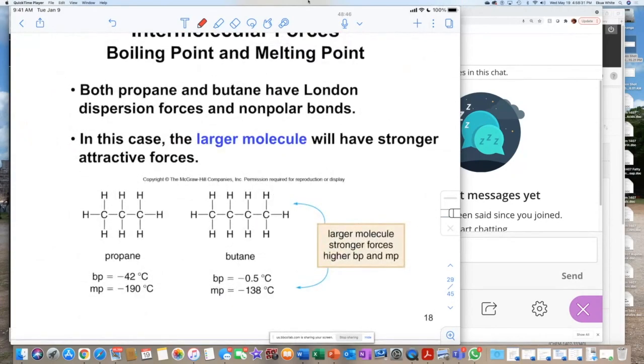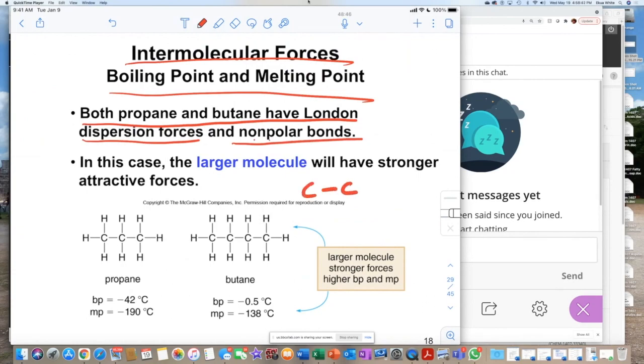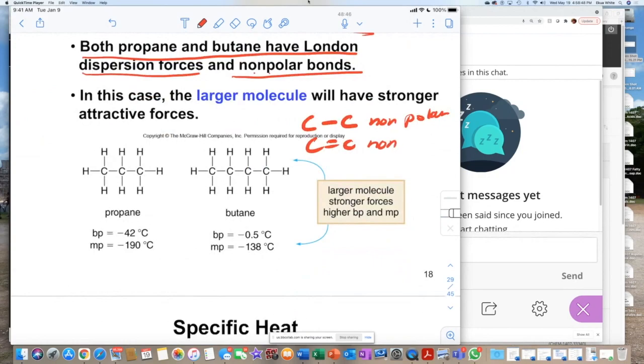Okay. So we're moving on, getting close to the end. Intermolecular forces and melting point. Both propane and butane have London dispersion forces, and they're nonpolar compounds. Nonpolar bonds, remember, right? CC is nonpolar. C double bond C is still nonpolar because what are the elements? C and C. And then C triple bond C is still nonpolar, right? And then we checked earlier, C and H is also nonpolar.